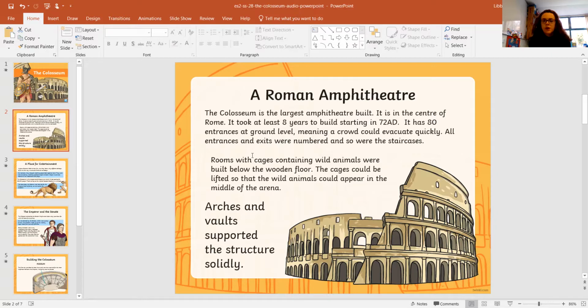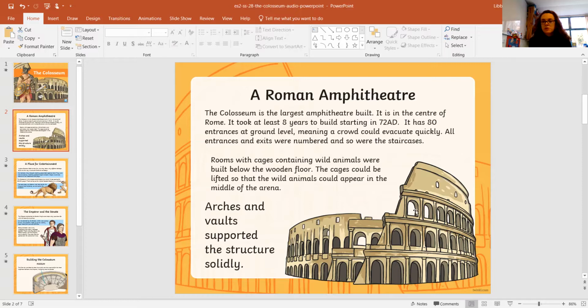You would also find in the Colosseum that there were rooms with cages which held wild animals under the wooden floors, so things like lions, tigers, hippopotamuses. They caught all those wild animals and put them in cages, and they would be under the wooden floor, and therefore the cages could be lifted and appear in the middle of the Colosseum, so the audience could see them as well.